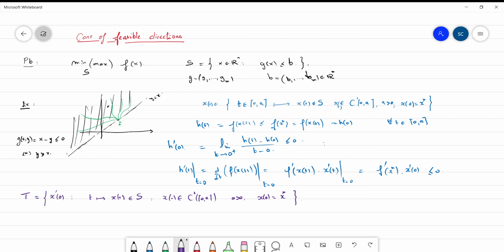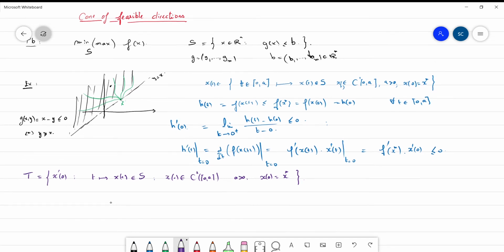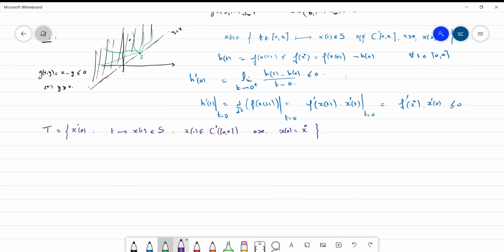So we can characterize it, we have a result. The first one, here is the result. Let's call it a proposition. We establish that if x star is in the interior of S, which is the set if my function is continuous, then T is exactly the set of all the space, the space entirely.